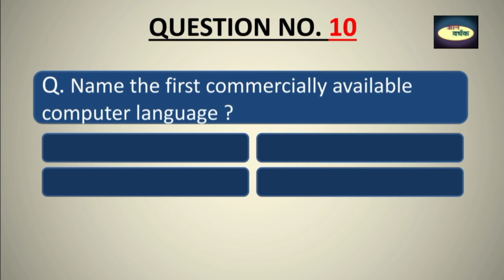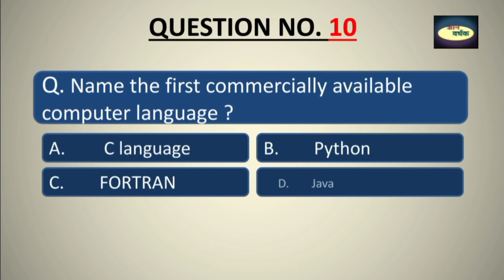Name the first commercially available computer language. A. C language. B. Python. C. Fortran. D. Java. The answer is option C, Fortran.